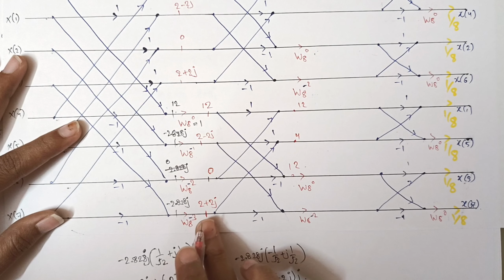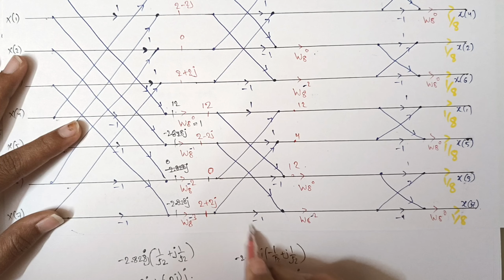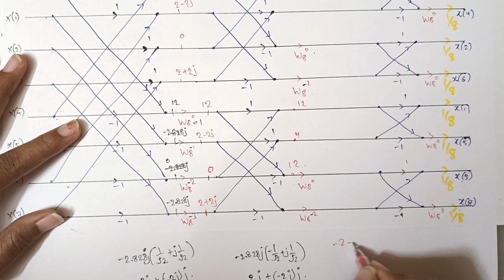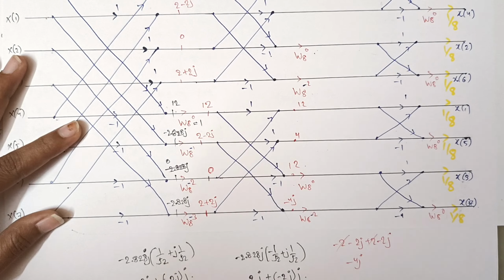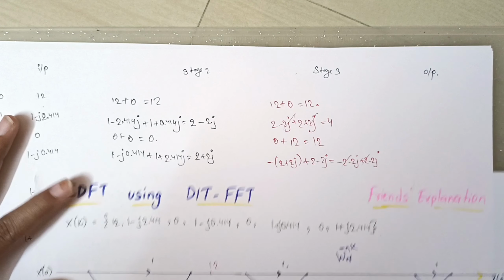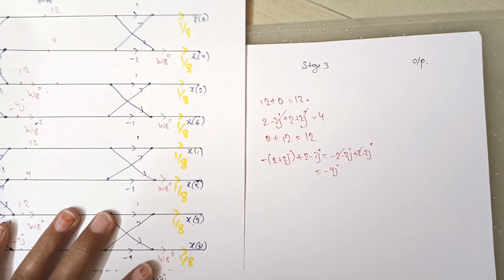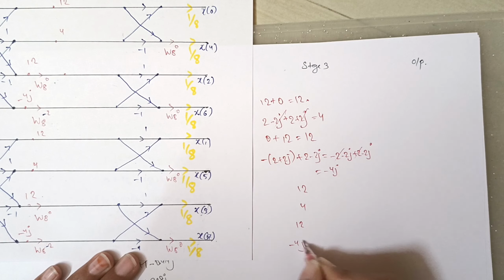And for the last line here we got minus 2 minus 2j, because it is multiplied by minus 1, so we'll get minus 2 minus 2j, and added with 2 minus 2j. So minus 2 minus 2j added with 2 minus 2j. So the 2 gets cancelled and we get minus 4j. Let's note down the values over here also. So we got 12, 4, 12 and minus 4j.